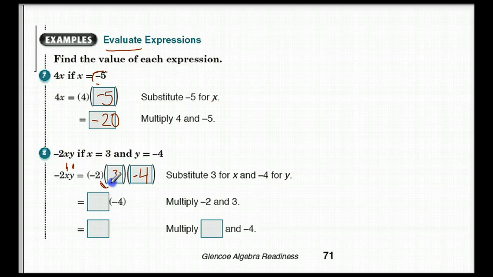We still move from left to right. So negative 2 times 3 first, and we get negative 6 by multiplying negative 2 and 3. Then here we get negative 6 times negative 4, and we get a positive 24 by multiplying negative 6 and negative 4. Our answer is a positive 24 because both of these are the same sign.